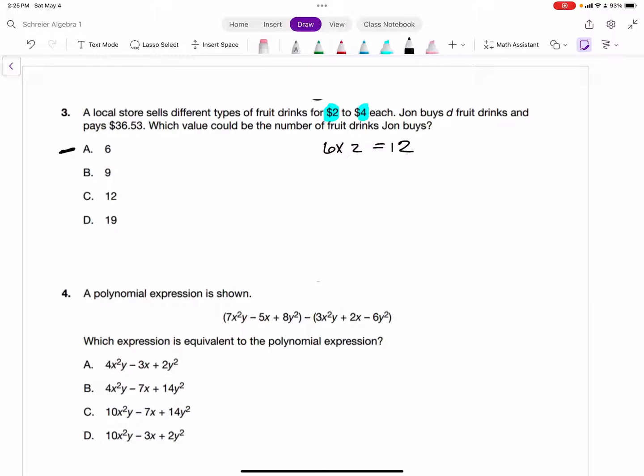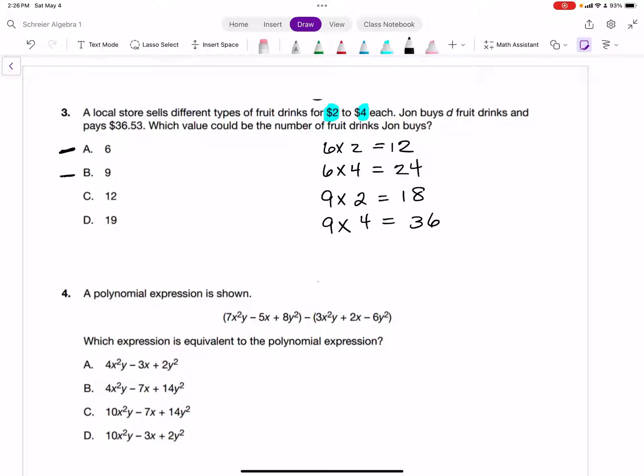And if he bought 6 drinks of the $4 kind, then 6 times 4 would be $24, and he certainly spent more than that. So that's not right. What about 9? Well, if he bought the cheapest type, it would be 9 times 2, which would be $18, and he spent more than that. And if he bought 9 of the most expensive, it would be 9 times 4, and that would be $36, which is closer, but it's still not it.